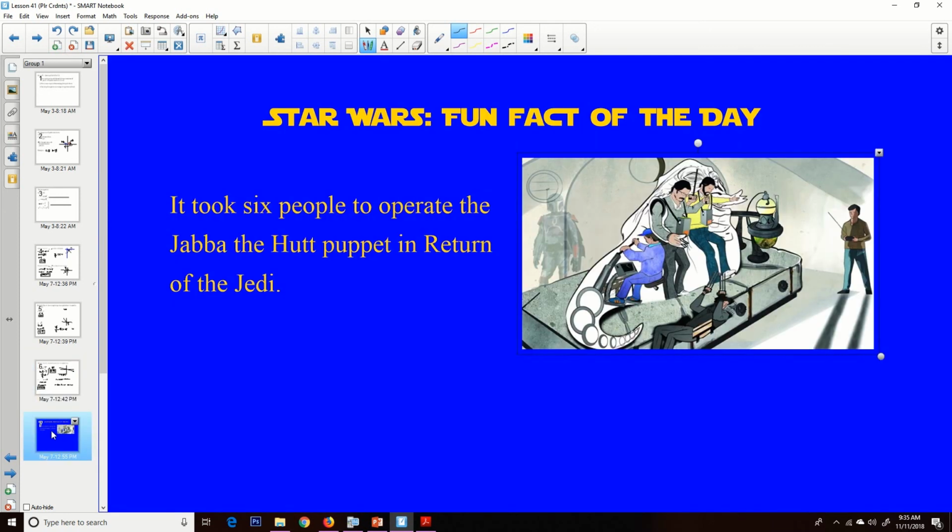So we are finished. Today's Star Wars fun fact of the day is the fact that it took 6 people to operate the Jabba the Hutt puppet in Return of the Jedi.